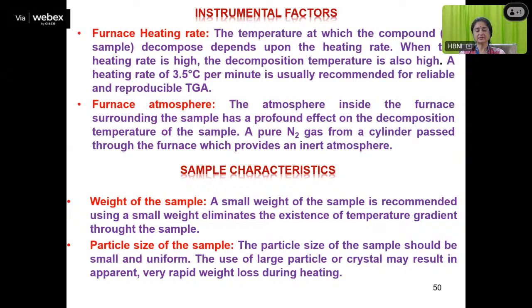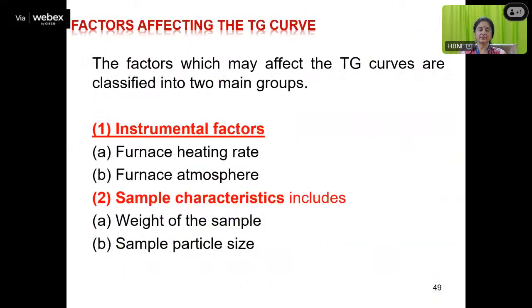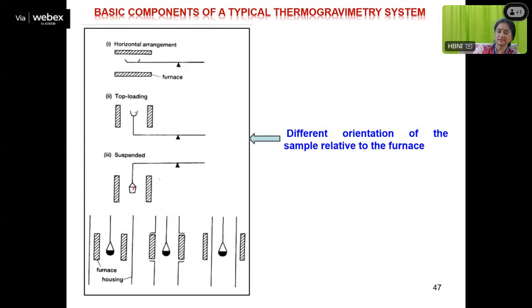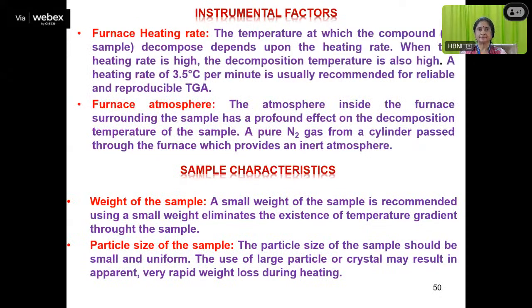Now what are the various sample characteristics? Weight of the sample: a small weight of the sample is recommended. Using a small weight eliminates the existence of a temperature gradient throughout the sample. Because if you are taking a large amount of sample and the furnace is placed, as we have seen above, the sample is placed in a small crucible and then this is the furnace. So when you are heating the furnace, if the sample is in a big quantity, then the inside will not get heat properly. So it will be exposed to different heat than the outside sample. Therefore, you should take a small sample quantity.